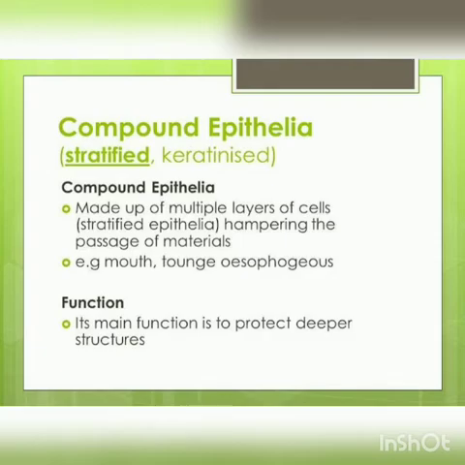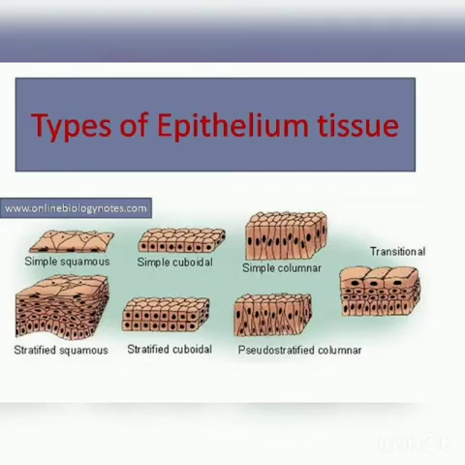So there are 4 types of compound epithelium. They are stratified squamous epithelium, cuboidal epithelium, columnar epithelium, and transitional epithelium. Very simple epithelium la vanda madriye dhaan. So stratified, squamous, cuboidal, columnar, and transitional.